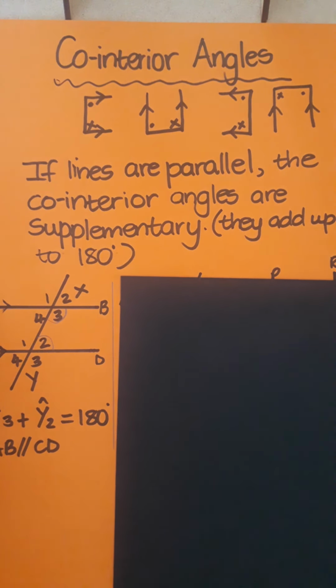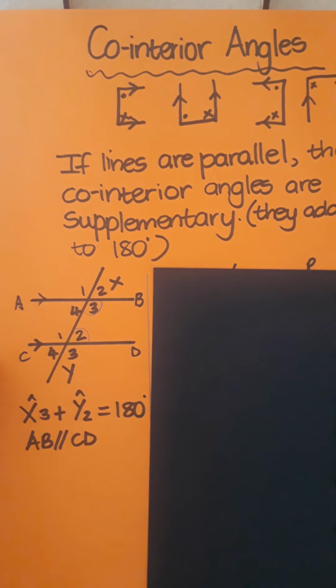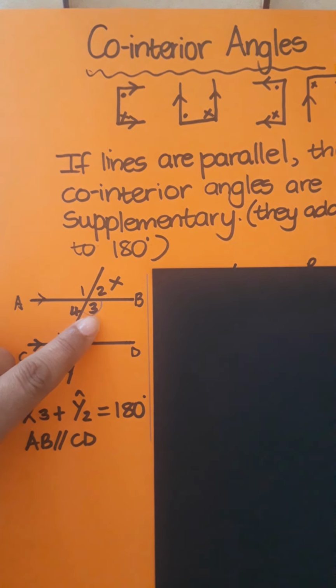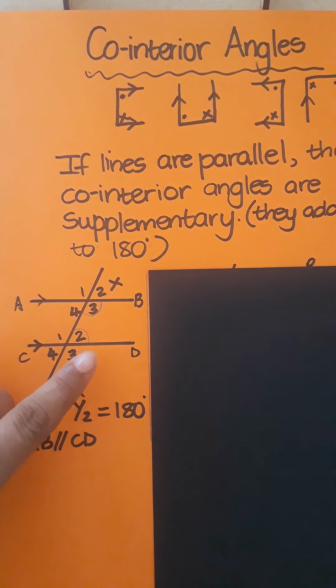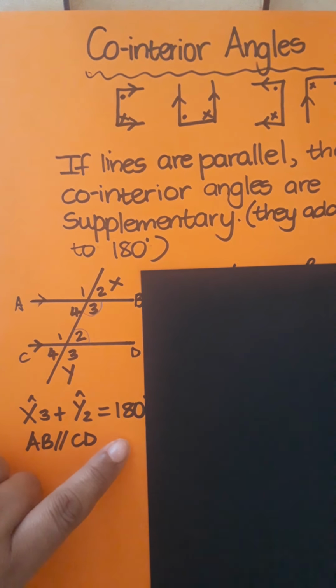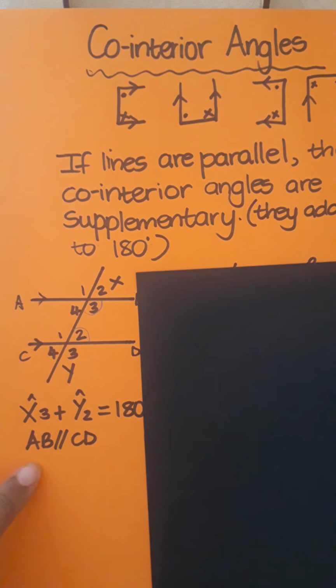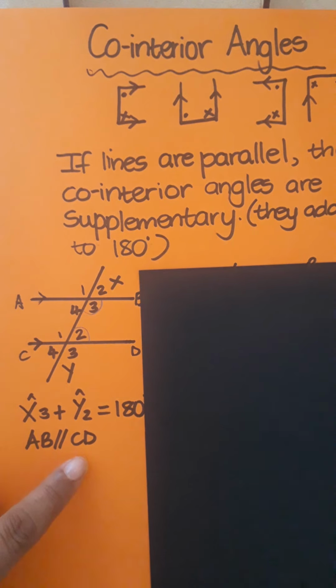Examples of this: if you look here, we have two parallel lines, and we notice that these two are parallel. That means that angle x3 plus y2 would equal 180 degrees. Our reason: co-interior angles, AB is parallel to CD.